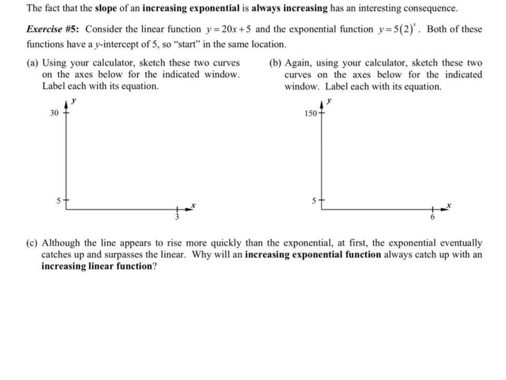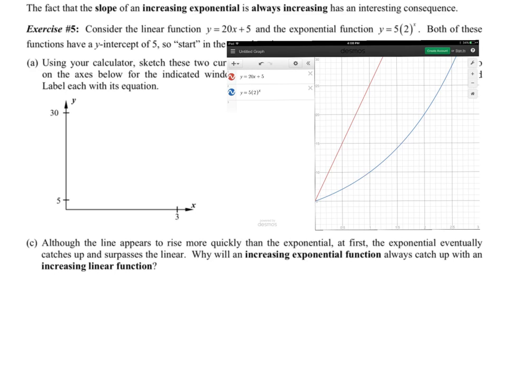So using our calculator, sketch these two curves on the axis below for the indicated window. Label each with its equation. You'll see on the Desmos graph that I have on the right, the x-axis goes from 0 to 3, the y-axis goes from 0 to 30, just like it's indicated for letter A. The red is the linear line. It starts at 5, and it goes up at a constant rate. The blue is the exponential, starts at 5, and it goes up at an exponential rate. You'll want to pause here to get that copied down before moving on to the next one.